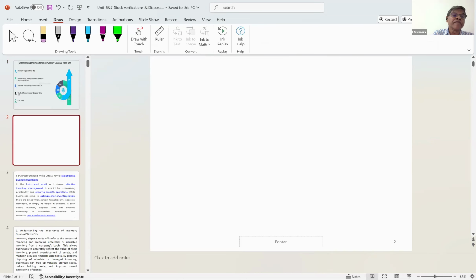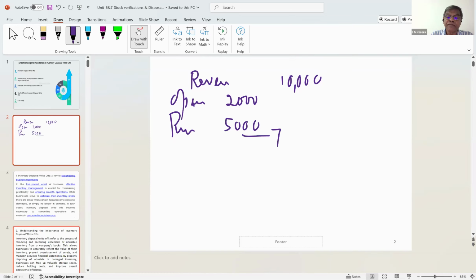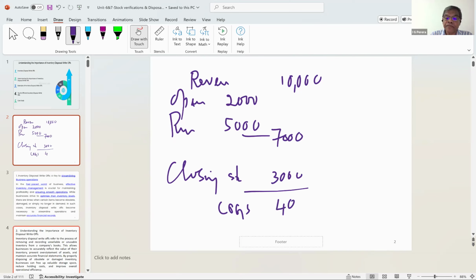Again, if you look at that one, you have revenue, say $10,000, opening stock, say $2,000, purchases during the year $5,000, altogether $7,000. Your closing stock, 3,000. Therefore, cost of goods sold, COGS, 4,000. Therefore, operating profit, 10,000 minus 4,000, 6,000.